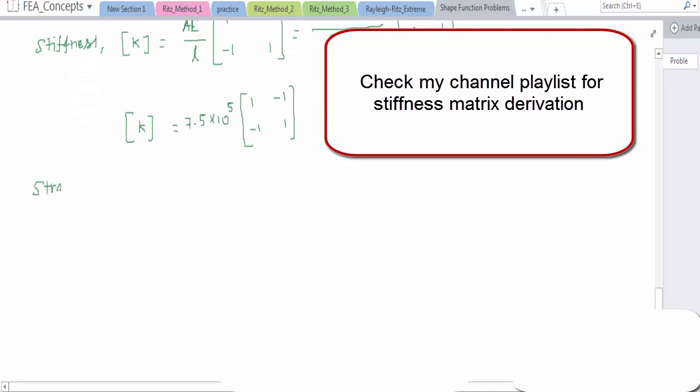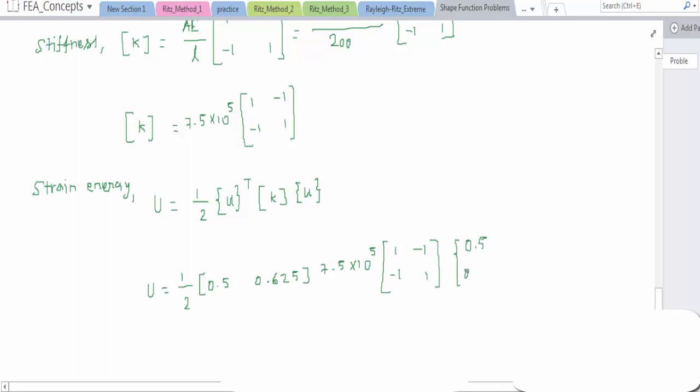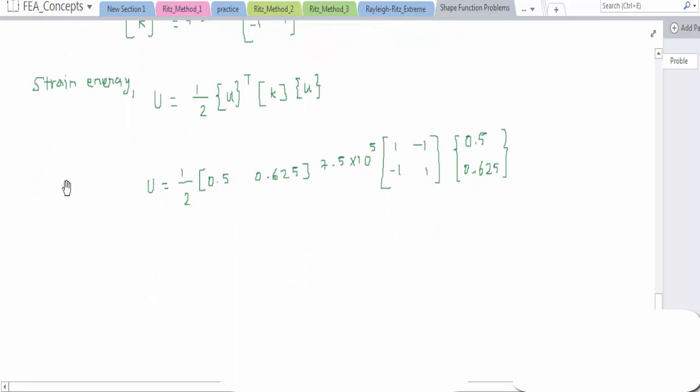Now we have to find the strain energy of the element. U equal to 1 by 2 u transpose k u. This is the formula for finding the strain energy of a one-dimensional element. Now you can substitute directly. For u transpose we write a row matrix, k we already found, and u is u1 and u2, 0.5 and 0.625. You have to multiply all three matrices and simplify the value.